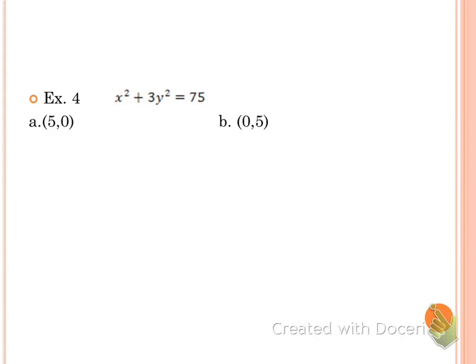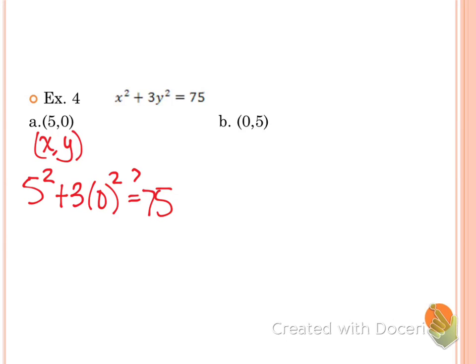All right, so let's keep that in mind while we do these. Again, it's the same thing. We've got x comma y. We're going to substitute them in and evaluate, see if it comes out to be true or not. So I have 5 squared plus 3 times 0 squared equals 75. Now with squares, we have to be careful. It's easy on the x squared because there's not anything out in front of it, so it's just 5 squared. 5 times 5 is 25. On the next one, the 3 times y squared.